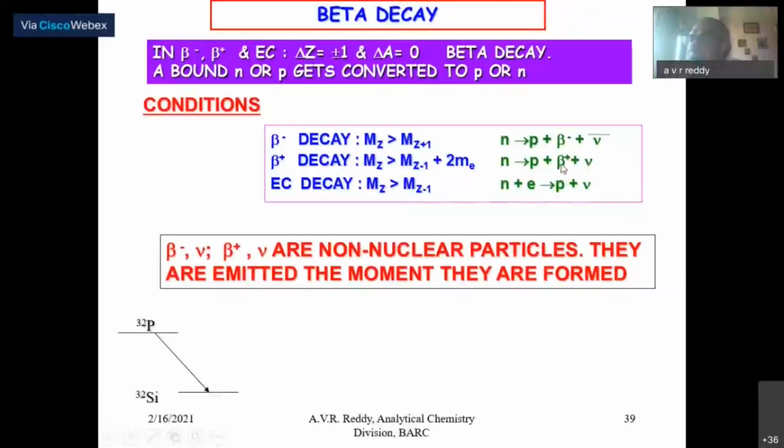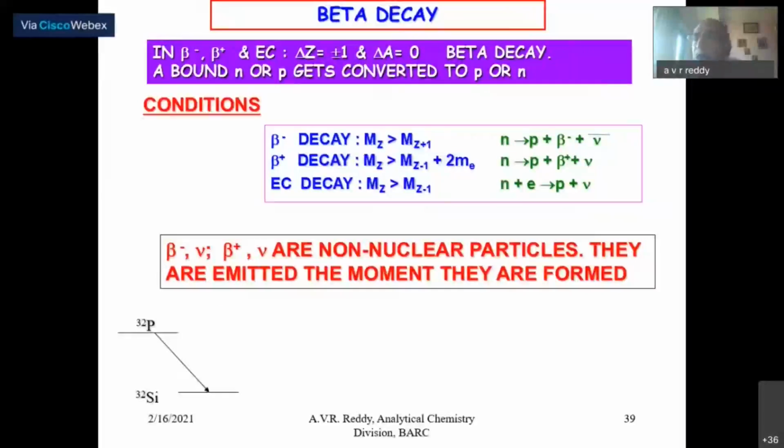And both the positron and neutrino are non-nuclear particles. The moment they are formed, they will be emitted. Now, you see here, please read this as proton. The proton by itself has less mass compared to the neutron. Its mass is lower than the neutron's mass. Therefore, a free proton in principle cannot decay to a free neutron because thermodynamics does not permit. And lots of experiments were done in India also, right? So, a proton getting converted to a neutron is only possible when it is part of a nucleus.